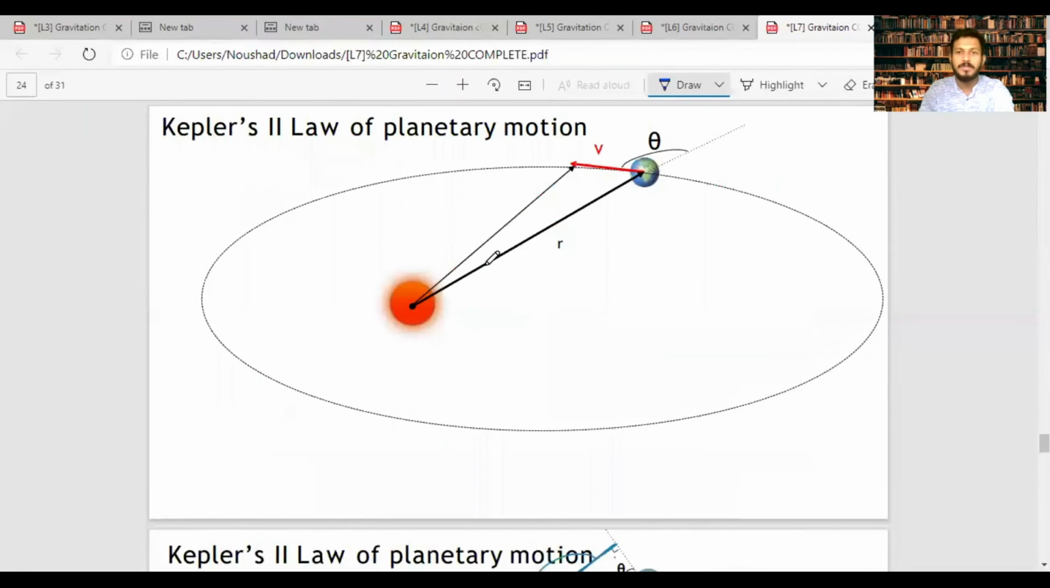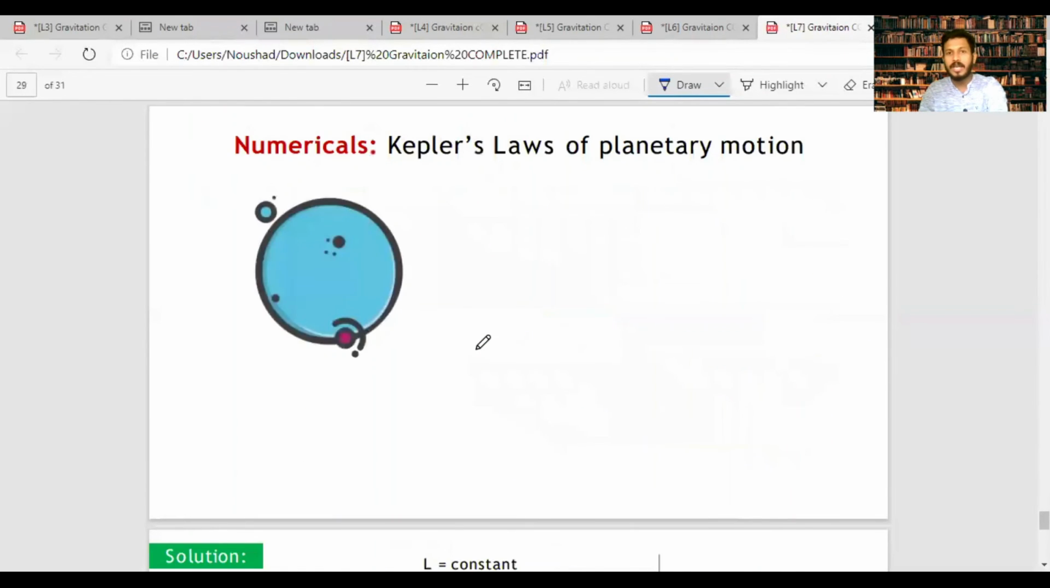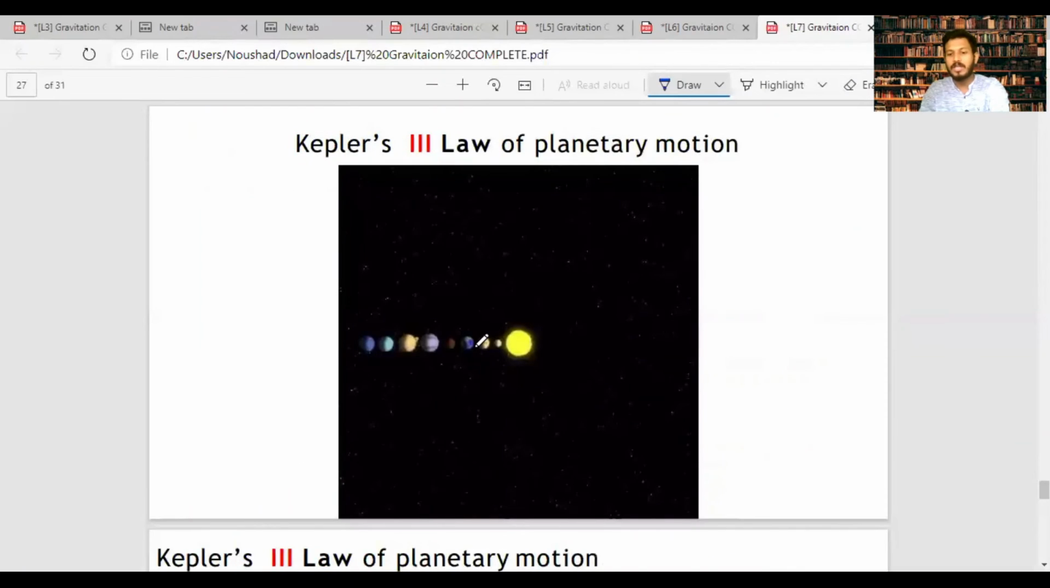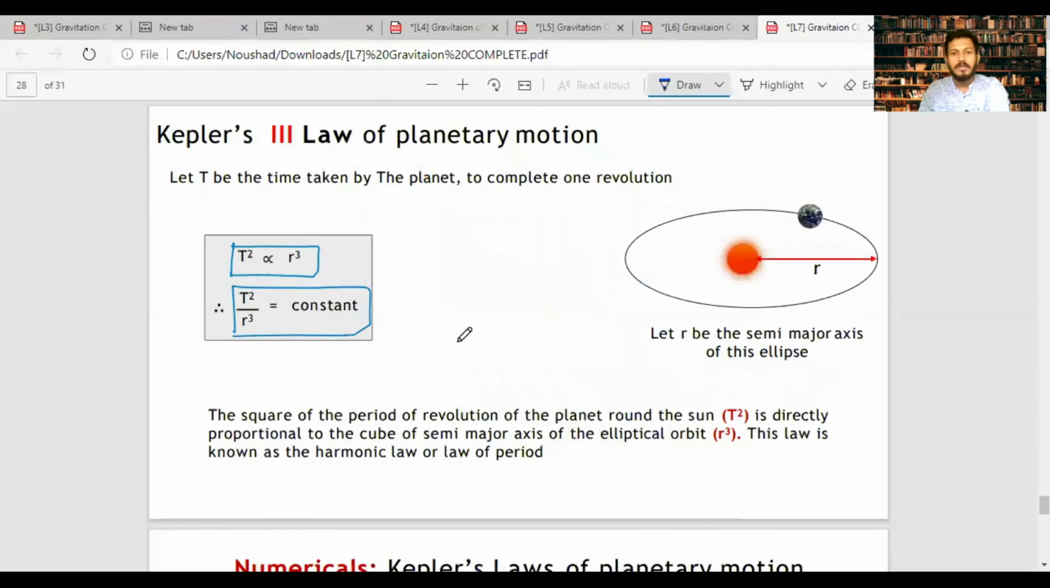What does it mean that the areas must be equal? From P3 to P4 is area 2, and P1 to P2 is area 1, but the time taken is equal: here T, and here also T. Then the areas must be equal. There is a simple confusion: why are the areas equal? Because here it moves a little faster, and here a little slower, so the areas are equal, but the times taken are equal. At equal times, the areas are equal. That is the law of area. Please just listen.